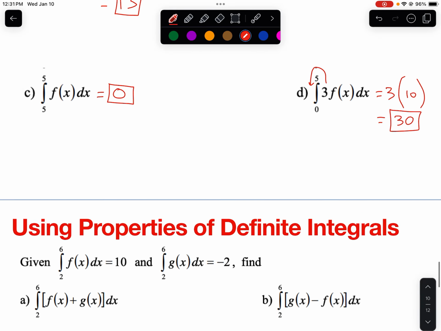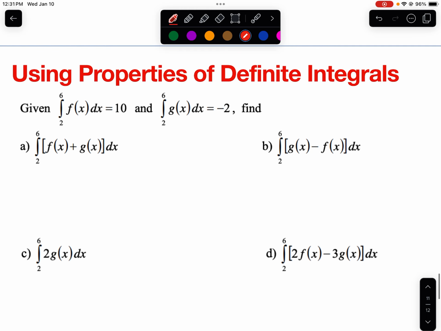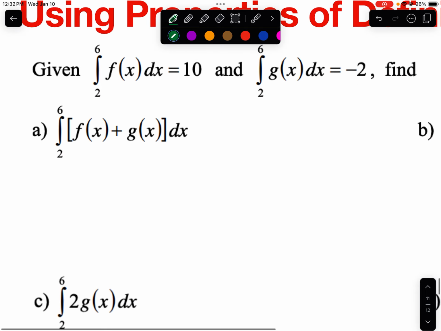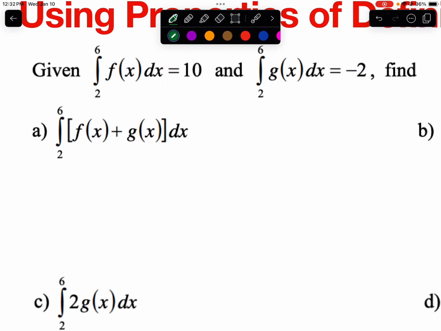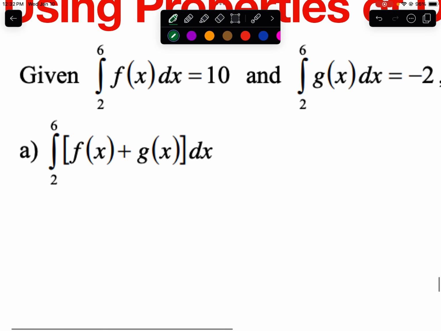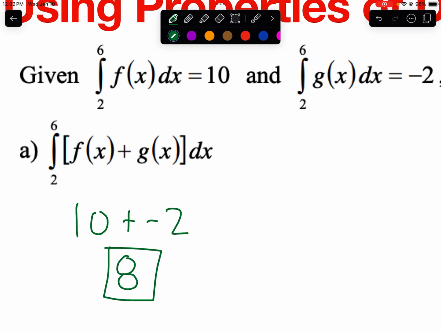There's a few properties we haven't used yet, though, so let's do one more example here. New information given to us there. Letter A, the integral from 2 to 6 of f of x plus g of x dx, right? Okay, here's our sum rule. We have the definite integral of a sum of functions. We can split that into the sum of the individual integrals. From 2 to 6, the area under f is given to us as 10. From 2 to 6, the area under g is given to us as negative 2. So collectively then, we have 8 for that value.